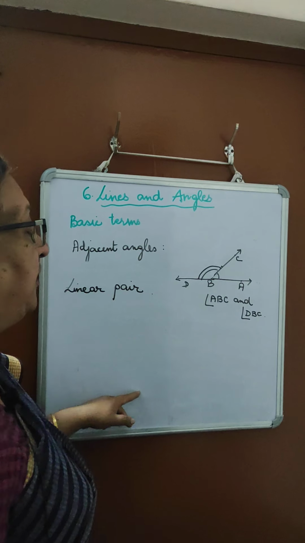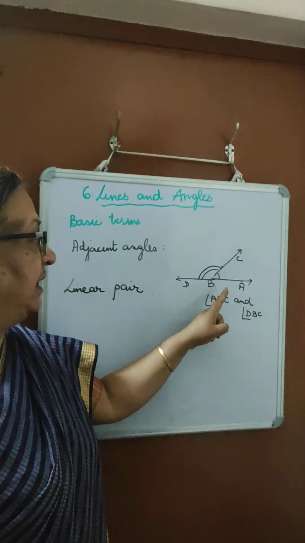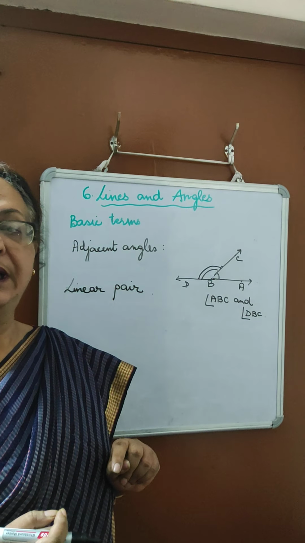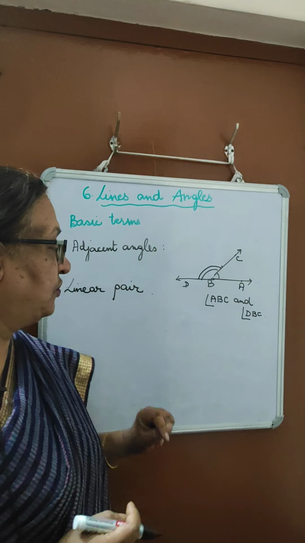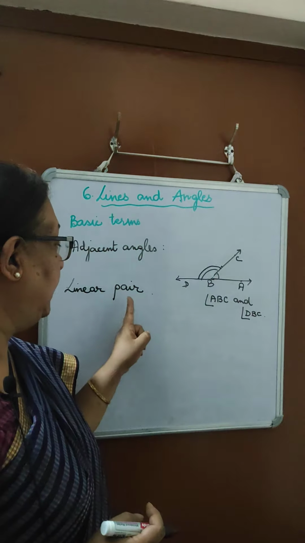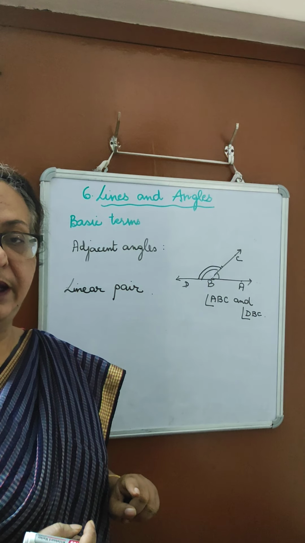So what is a linear pair? Two adjacent angles having their non-common arms in a straight line form a linear pair. Also, what is the sum of the adjacent angles in a linear pair? For a linear pair, the sum of the adjacent angles is 180 degrees.